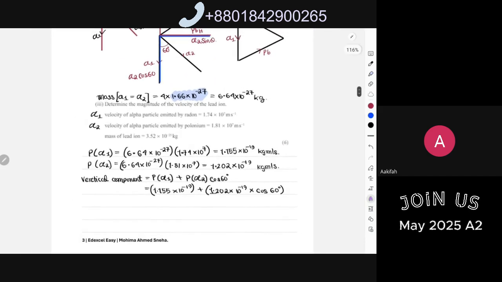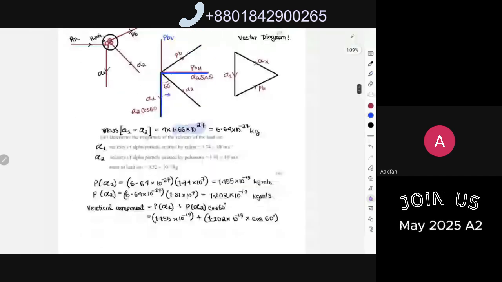Tarushi, did you see the distributions of the diagrams over here? Yes, teacher. Okay. So over here, I was just trying to find out the momentum for alpha 1 that I calculated over here, which is mass times velocity. For alpha 2, again, mass times velocity. This is the velocity for alpha 2, and this gives you again 1.202 × 10^-19.